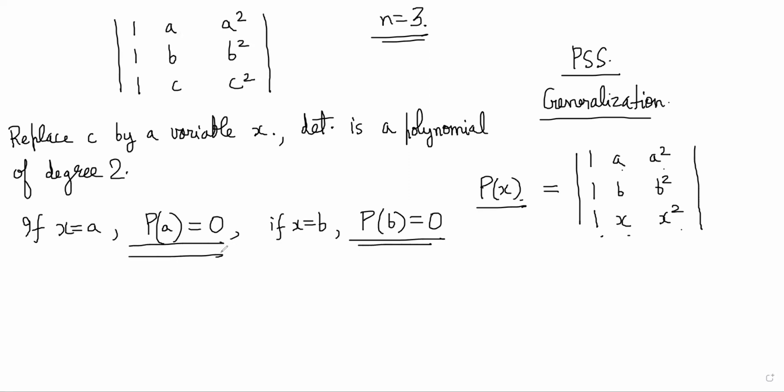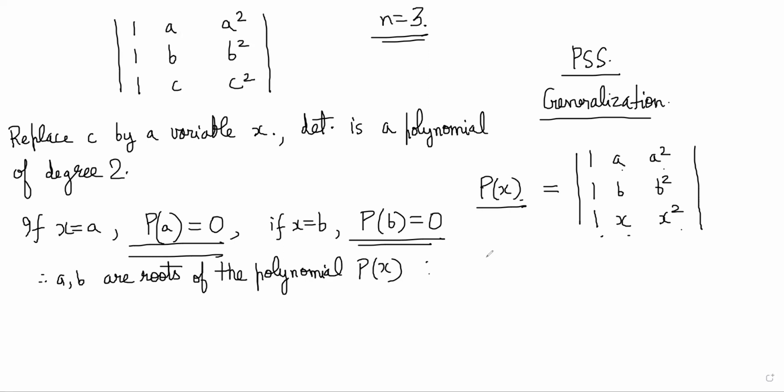If x is a or b, the polynomial that comes out from this becomes 0, right? So therefore, a and b are roots of the polynomial p(x), right? Now, if they are roots of the polynomial, we know by factor theorem that the polynomial can be written as capital A, some coefficient, which is the coefficient of the highest power, multiplied by (x minus a) into (x minus b), right?